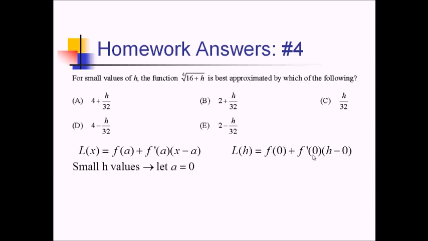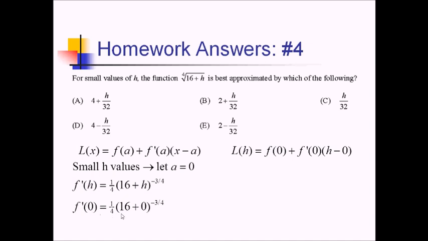F prime of h, well, f of h is 16 plus h to the 1/4 power. So the derivative of that would be 1/4 times 16 plus h to the negative 3/4 power if we use the power rule. And we have an inner function of 1 for this 16 plus h, so we don't have to worry about that. Let's go ahead now and plug in 0 for h, because that's our a value.